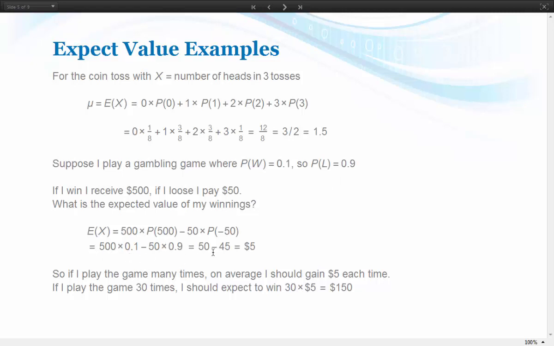So it's 500 times 0.1 is 50, 50 times 0.9 is 45, so it's 50 minus 45, or $5. That's the expected value of my winnings. That's my mu for this case.